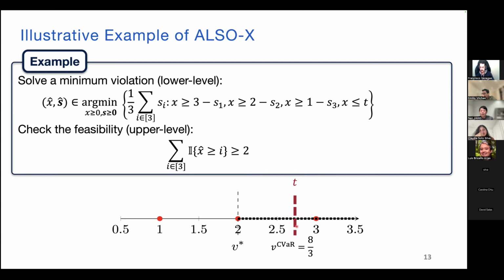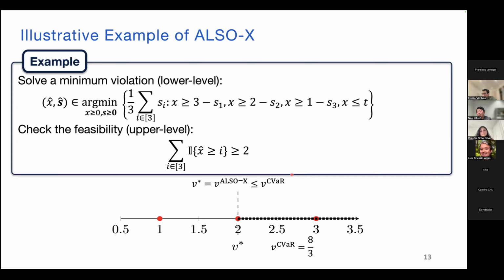If we solve the lower level problem, we notice that only S1 is positive. That means this is a feasible solution, so what we should do is decrease the current bound. We keep decreasing it until it is 2 in this example. So in this example, V star can be recovered by using ALSO-X, and this is better than the CVaR approximation.